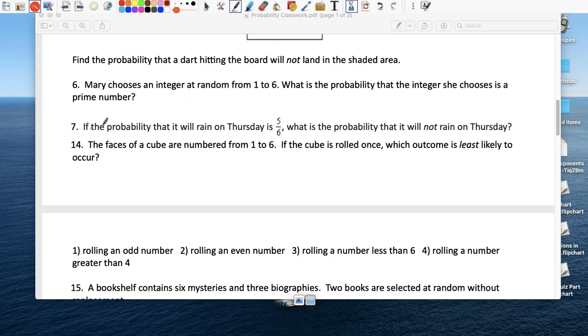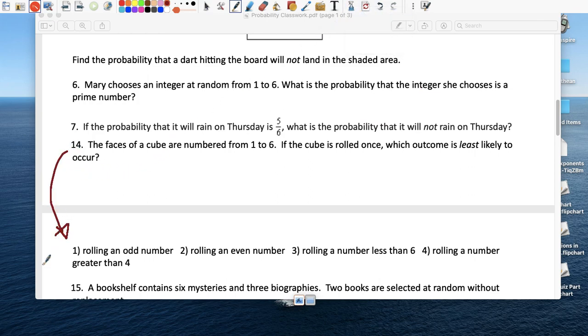Seven. Okay. If the probability that it rains on Thursday is 5/6, again, we just talked about complements, so the probability that it will rain on Thursday is 5/6. The probability it will not rain will be the complement of 5/6, which is 1/6.